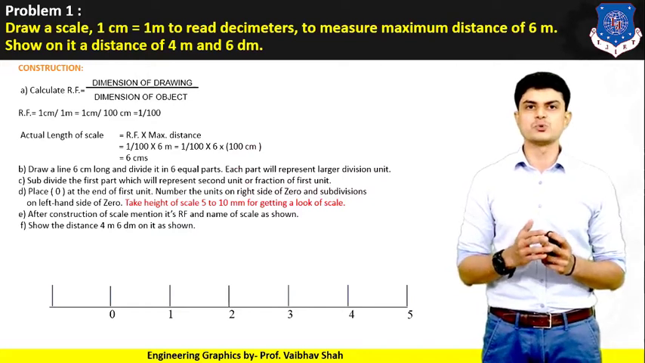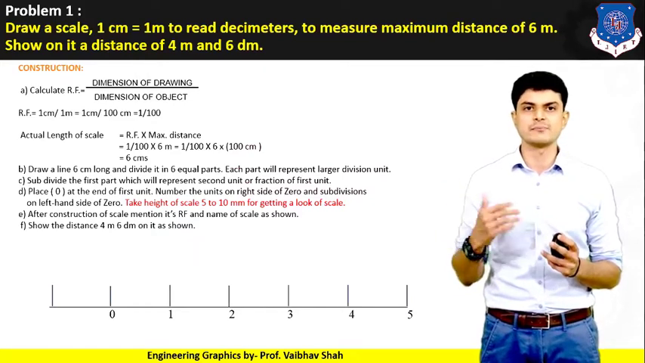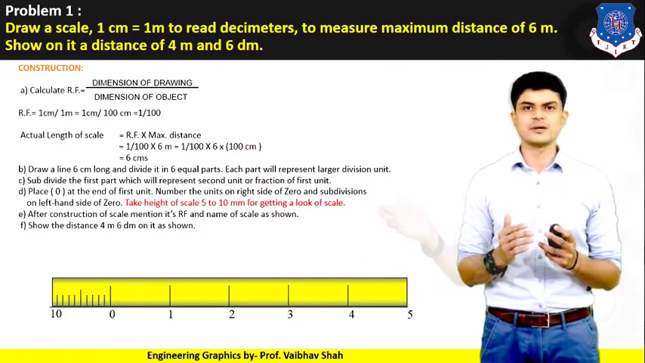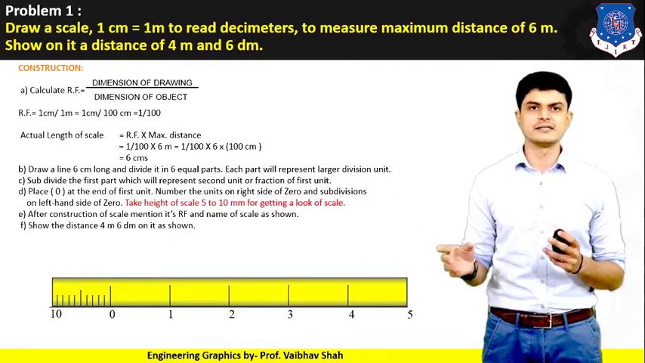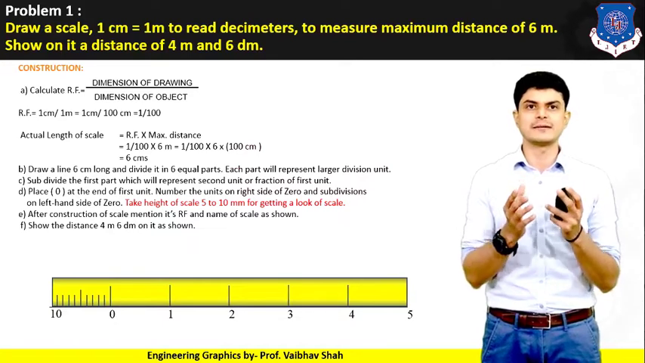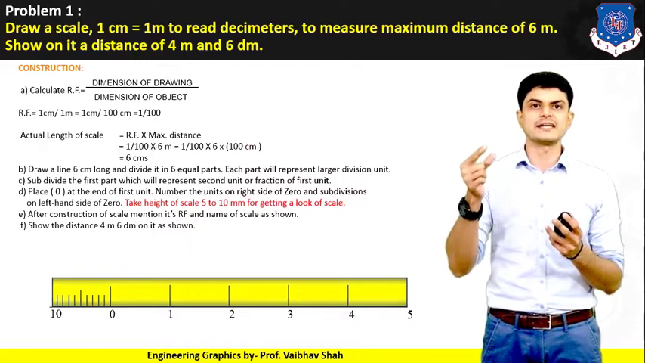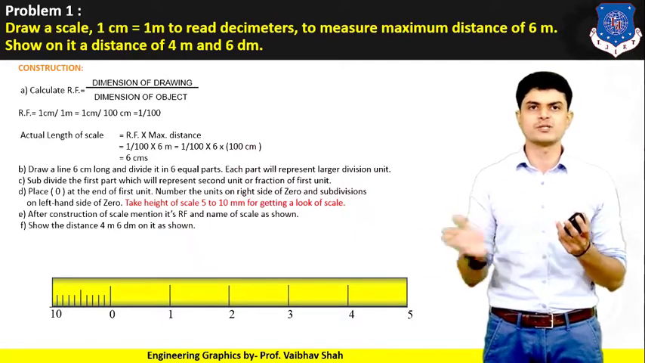After that we need to divide the first part into subdivisions like this, you can see. So we have divided it into 10 parts, so that you can see there is no height of this scale. As we know, even if we are using a centimeter scale, we have some thickness or some width of that scale. So we need to provide the same width to this scale also.